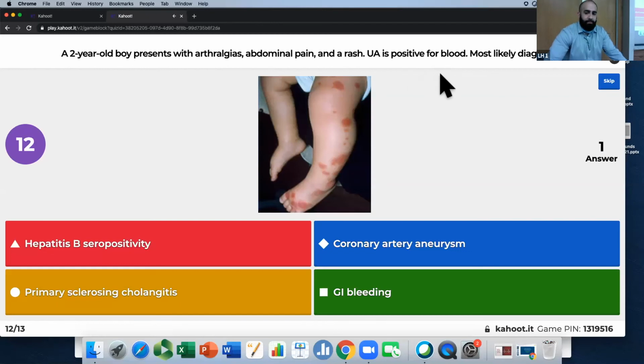Not the most likely diagnosis. Most likely, what other findings are we most likely to see?